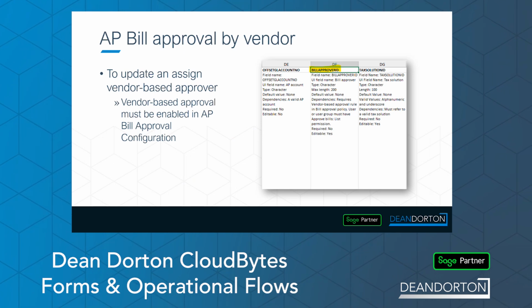Here's just showing the field in the spreadsheet. If you download a new vendor import template, you'll see a column called Bill Approver ID, and you'll just populate the employee ID that's associated with that vendor that you want to be the bill approver, and it will bring it into the system.